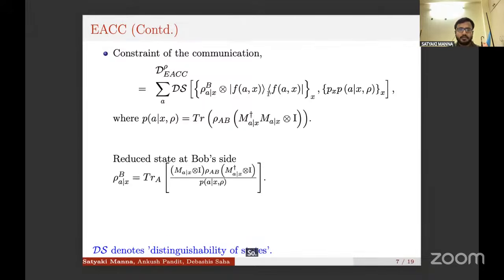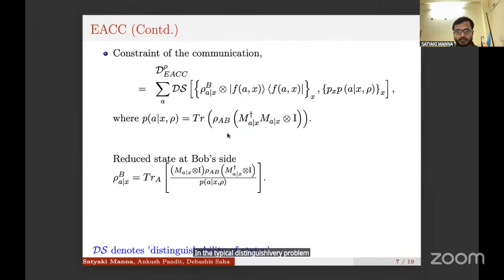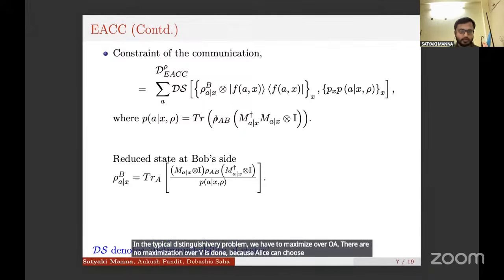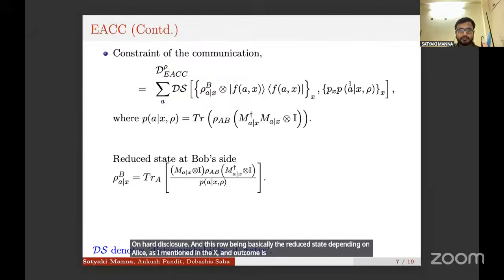So for that case, this communication constraint reduces to the partial distinguishability of Alice's measurement. Why is it partial? Because here Alice chooses the entangled state, that is rho AB. In the typical distinguishability problem, we have to maximize over rho AB. Here, no maximization over rho AB is done, because Alice can choose any rho AB at her disposal. And this rho B is basically the reduced state depending on Alice's measurement X and outcome A. And this probability is coming from the Born rule upon Alice's measurement.